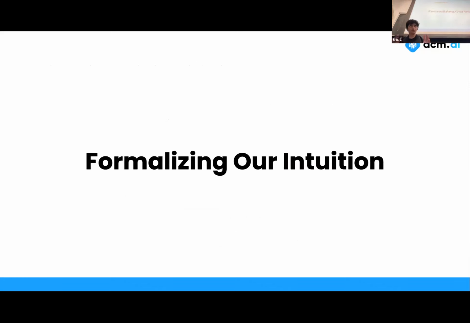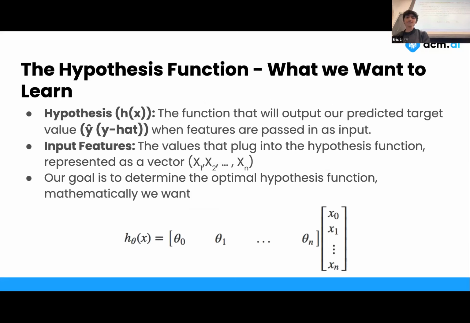And now we can go into formalizing this intuition. So we have a bunch of features, and we want to predict some output value y. Okay, so now the bottom part may look a little scary, but we'll get there. When we were learning about linear equations, we say y equals f of x, where f of x equals mx plus b. And f of x here is what we call a hypothesis function. So a function that will take in our features and then output our predicted target.